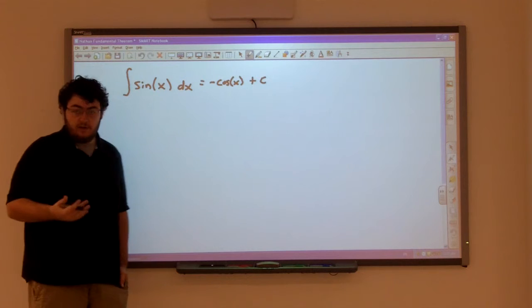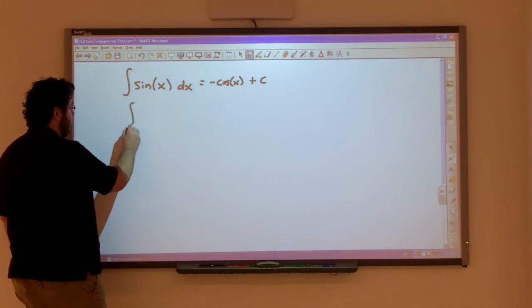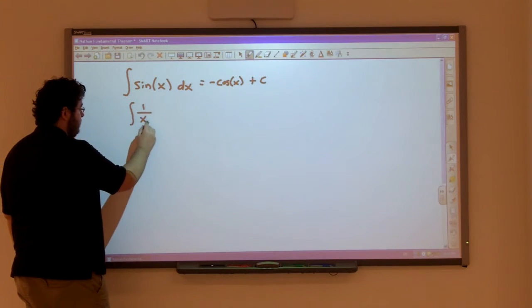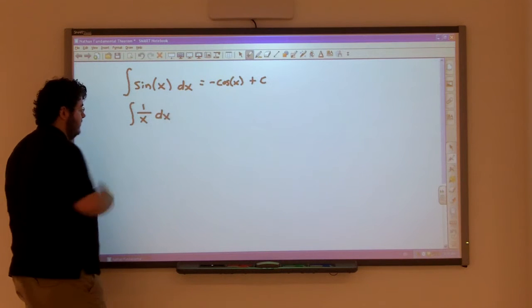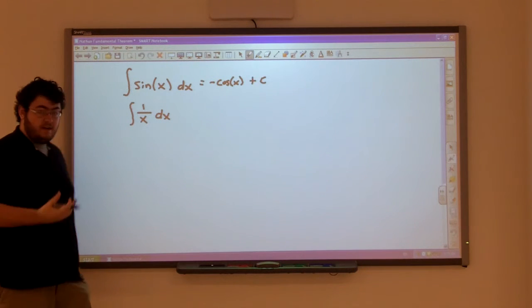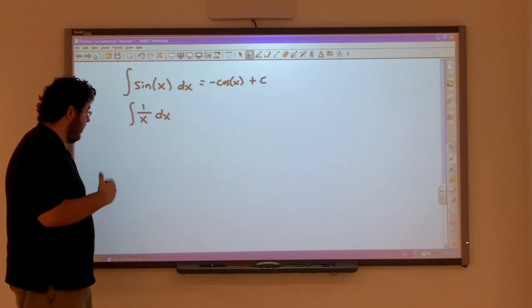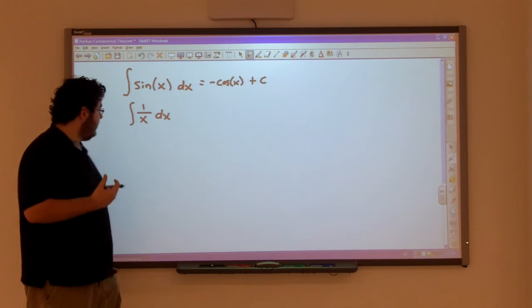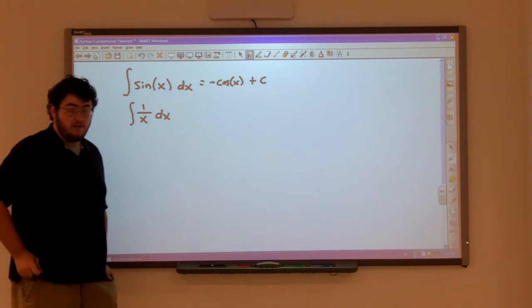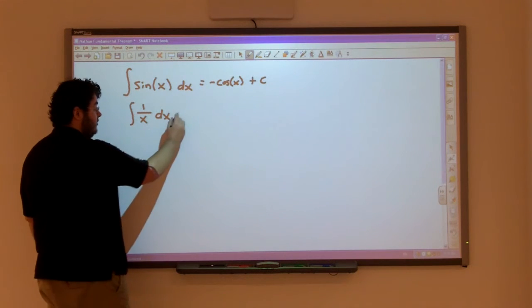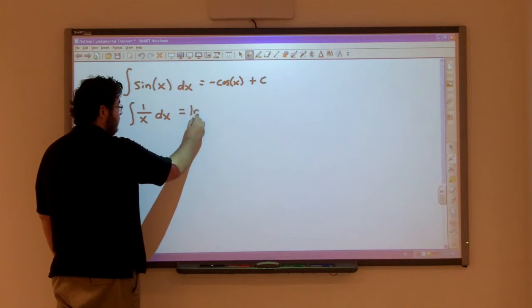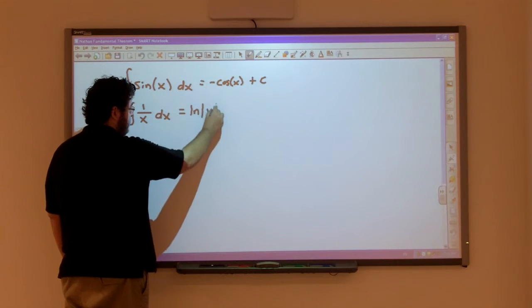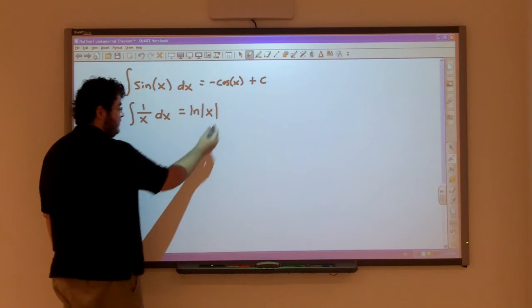Okay, so let's do another one. What about this? You might think at first it'll be 1 over x to some power, or maybe x to some power. But remember that when you take the derivative of the natural log, you get 1 over x. So we know this has to be a natural logarithm. But we have to be careful because you can't take the natural log of a negative number. So you have to throw in an absolute value.